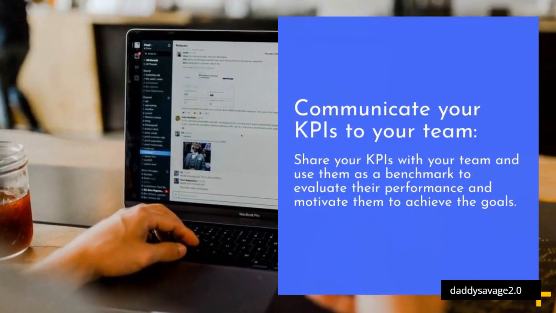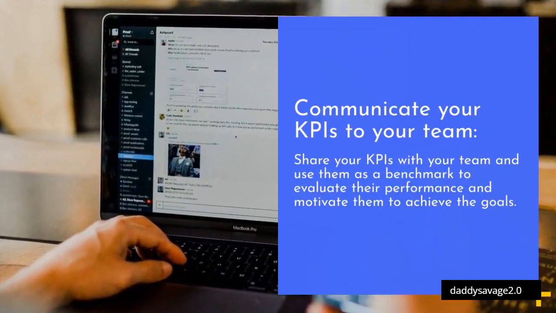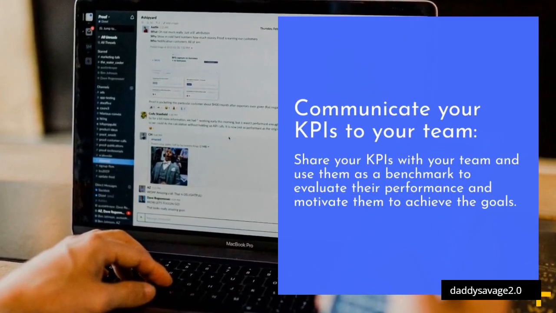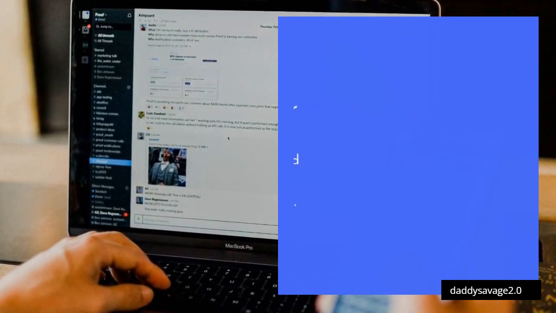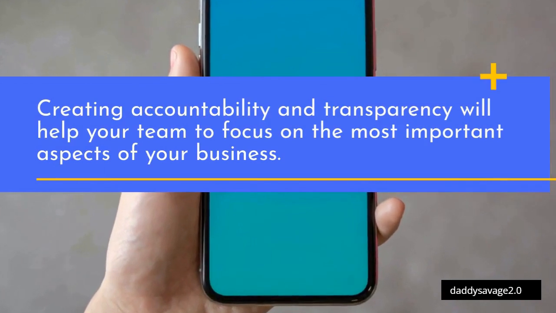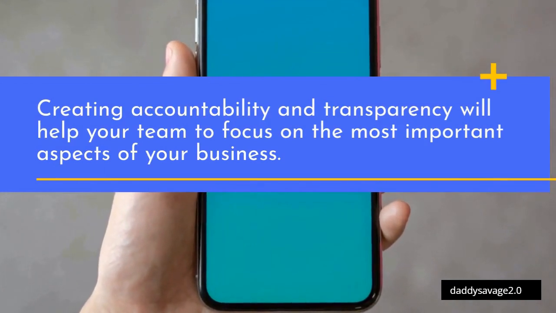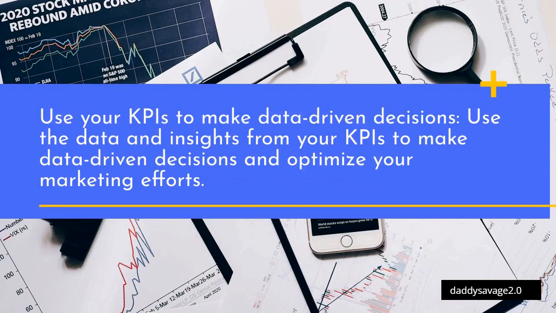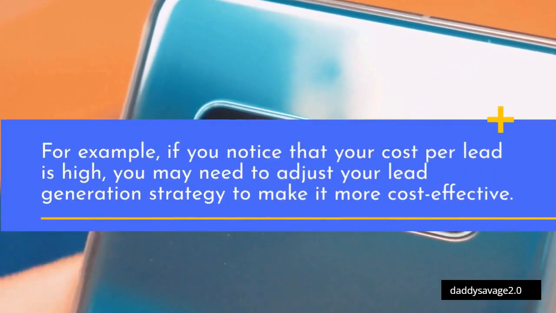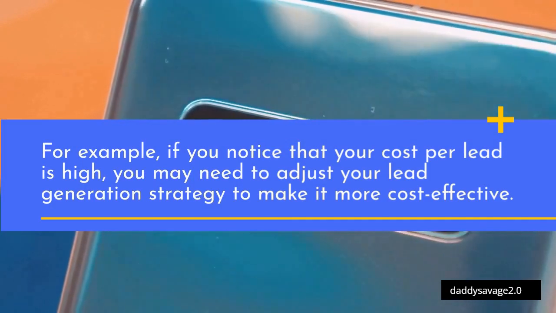Communicate your KPIs to your team. Share your KPIs with your team and use them as a benchmark to evaluate their performance and motivate them to achieve the goals. Creating accountability and transparency will help your team to focus on the most important aspects of your business. Use your KPIs to make data-driven decisions. Use the data and insights from your KPIs to make data-driven decisions and optimize your marketing efforts. For example, if you notice that your cost per lead is high, you may need to adjust your lead generation strategy to make it more cost-effective.